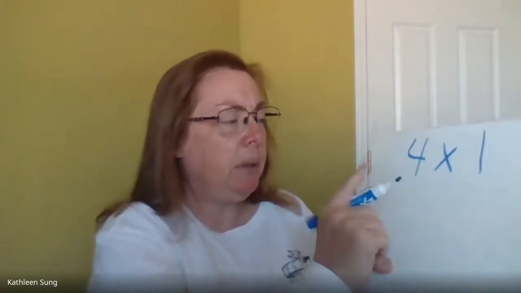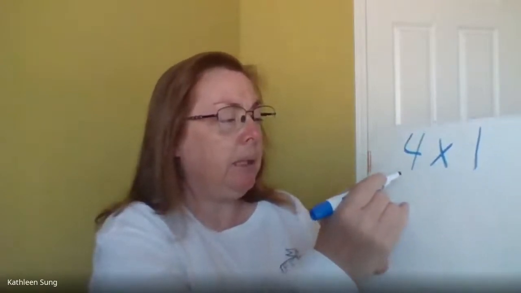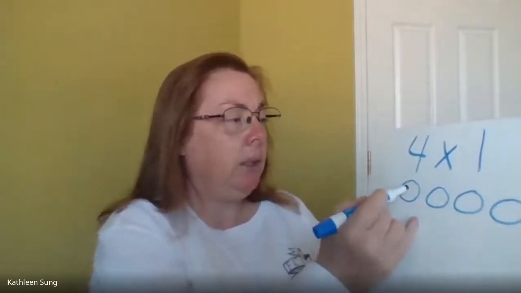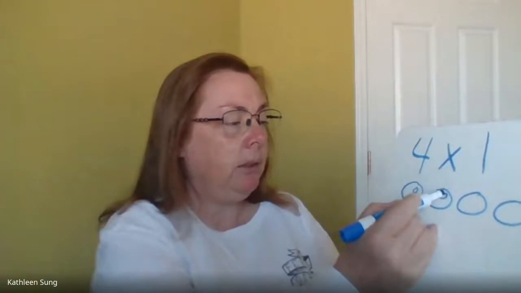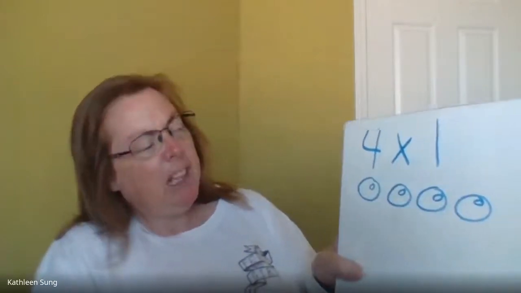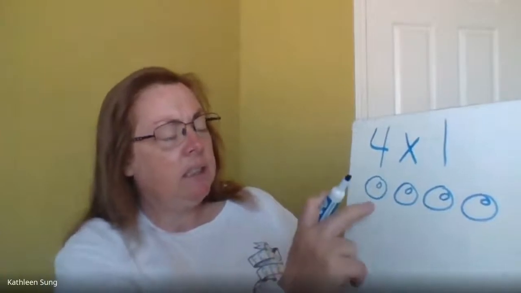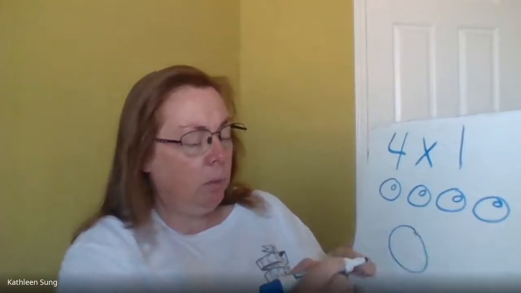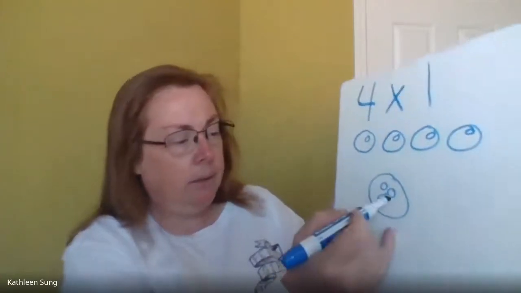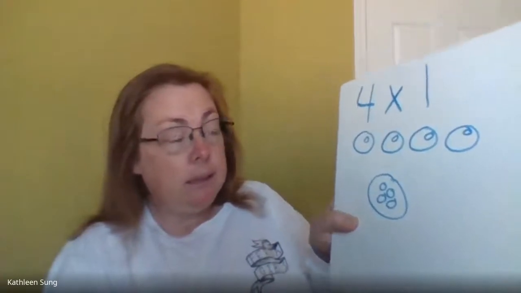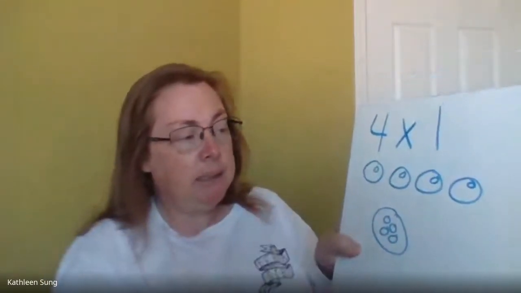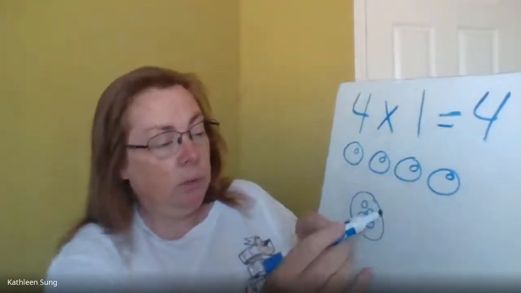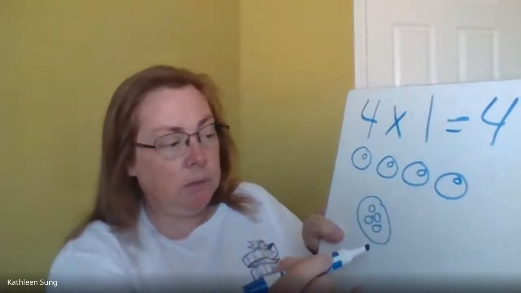We saw 1 times 4 at the beginning, but this time we have a different set of plates. So we have 4 plates, 2, 3, 4. And how many cookies do we have on each plate? We have 1, 2, 3, 4 cookies on each plate. Actually, I think I did it the exact same way for the other one. So this is 4 plates with 1 cookie on each plate. And 1 times 4 would be 1 plate with 4 cookies on it, okay? Does it matter? Nope, because the answer is going to be exactly the same. 4 times 1, 1, 2, 3, 4 equals 4. Or 1 plate with 4 cookies on it, it still equals 4, okay?